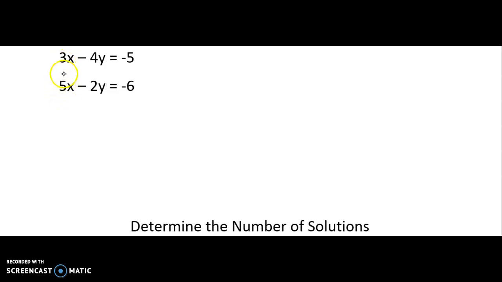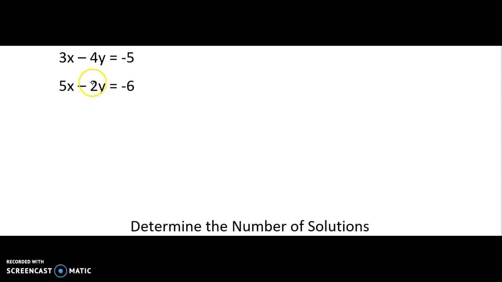Positive 3, a positive 5. Those aren't opposites. A negative 4 and a negative 2. Those aren't opposites either. Okay, so this is where the more challenging portion comes into play. So now we have to try to make opposite coefficients. Okay, and we're going to do this by multiplying.